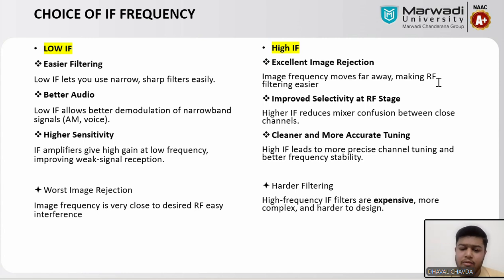One thing which we can consider a disadvantage of high IF is that filters are expensive. They are harder to design as well as more complex. This is one disadvantage of high IF. So this was all about what is intermediate frequency, what is image frequency, how we can choose our IF, etc.